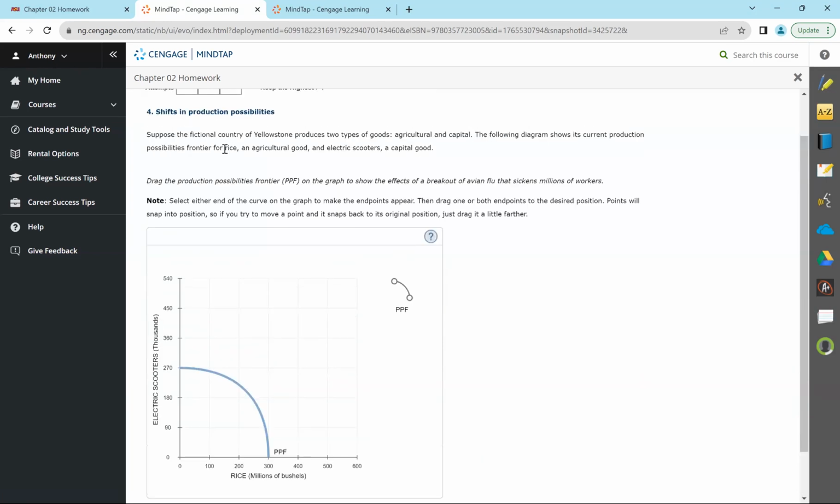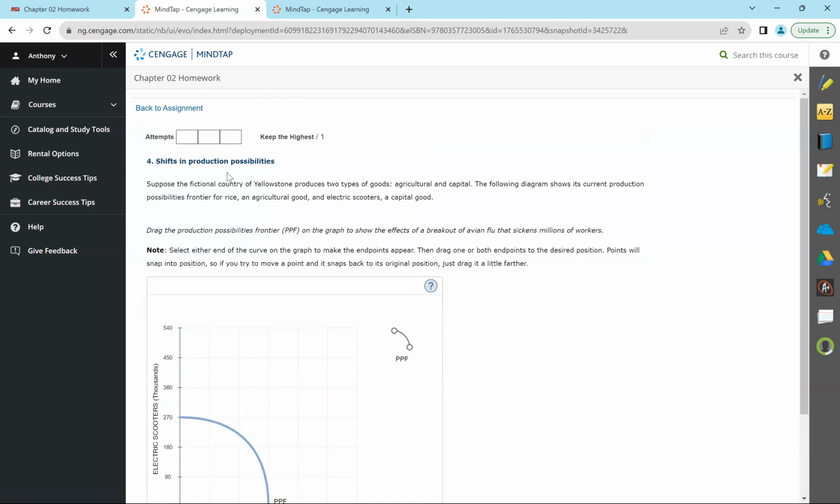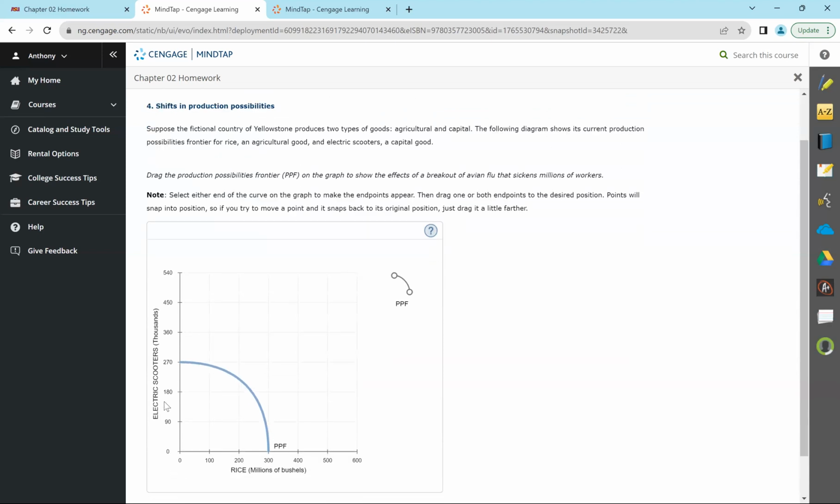All right. We can probably do this one. Shifts in production possibilities. Suppose that the fictional country of Yellowstone produces two types of goods, agriculture and capital. Okay, so the rice is the agriculture, the capital is electric scooters. The following diagram shows the current production possibilities frontier for rice and scooters. Great. Drag the production possibilities frontier on the graph to show the effects of a breakout of an avian flu that sickens millions of workers.